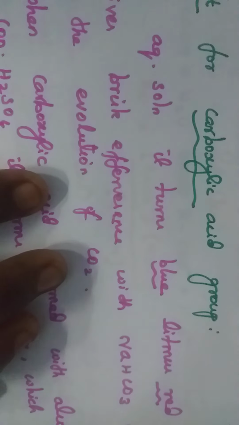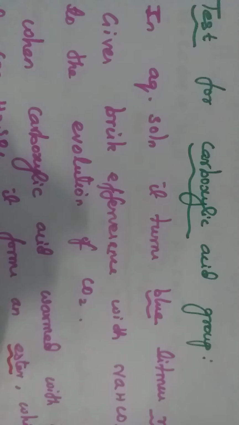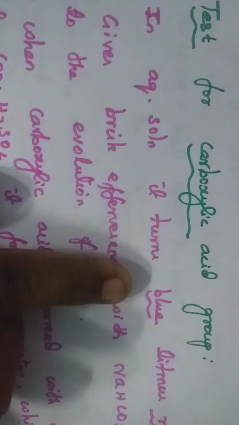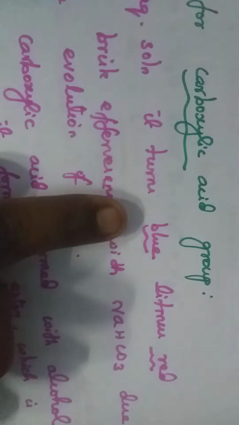Test for carboxylic acid: how to identify a carboxylic acid. In an organic practical, if a solution is given to you, you have to find out whether a carboxylic acid is present or not. How will you find that out? In aqueous solution, carboxylic acid has a tendency to turn blue litmus to red. We already studied this in the lower classes, no?